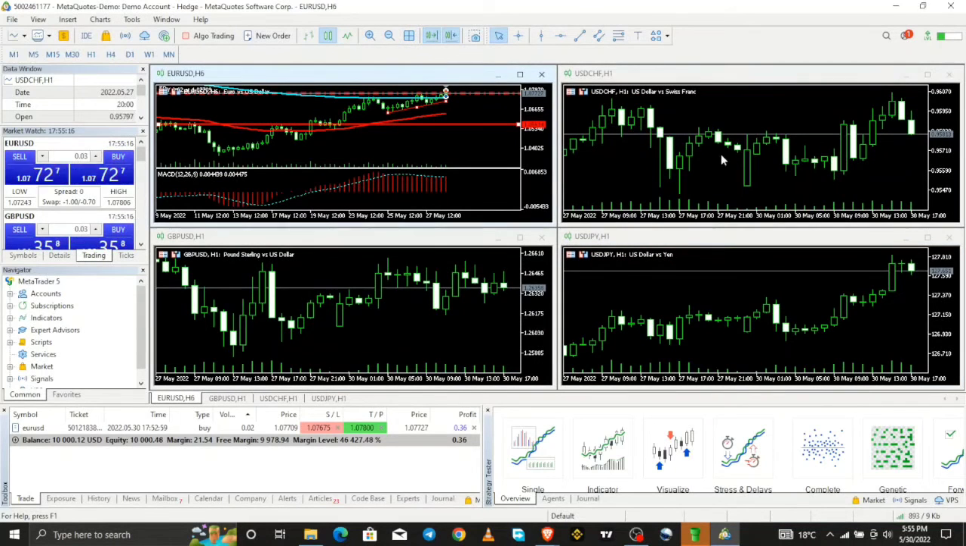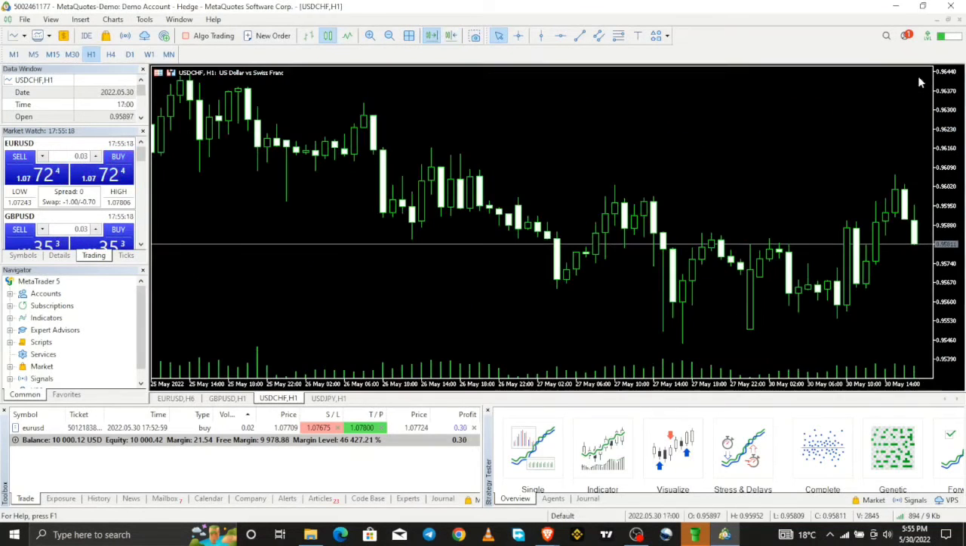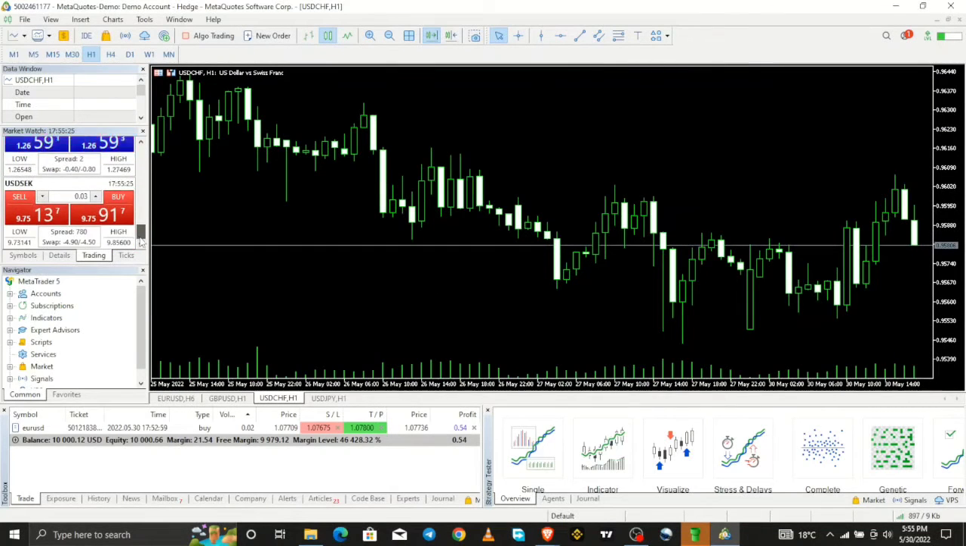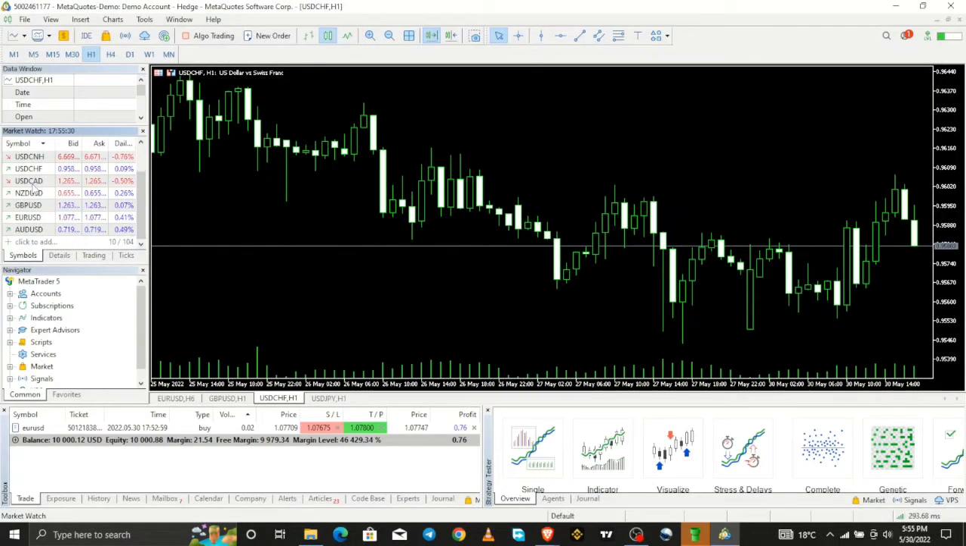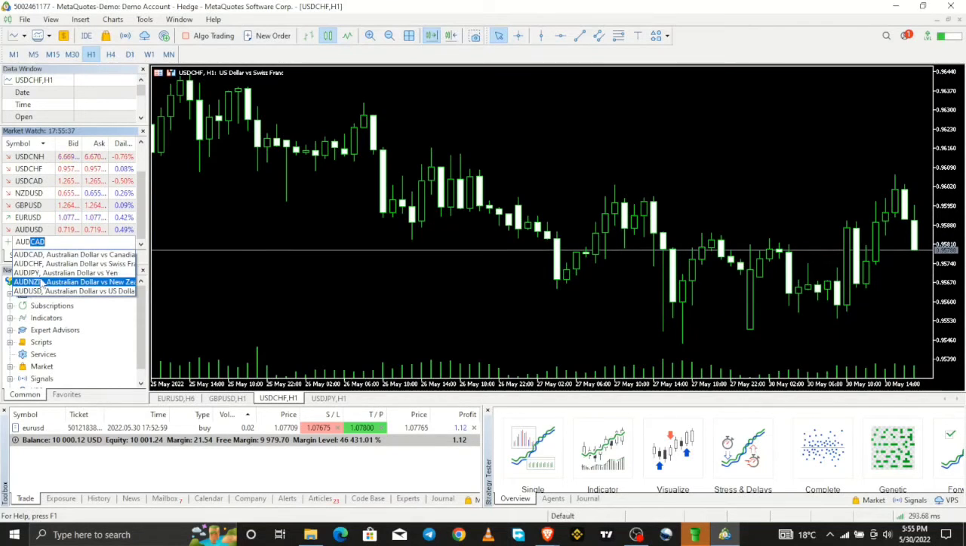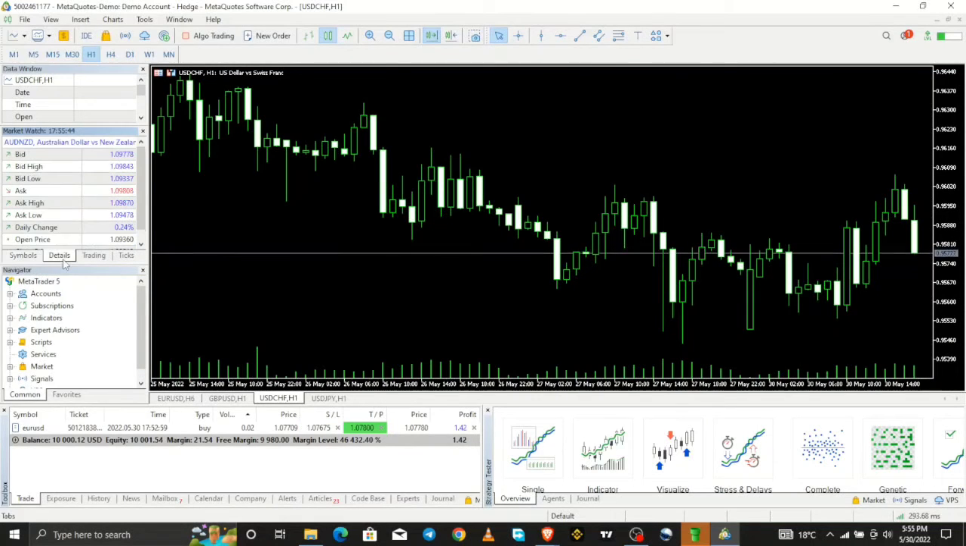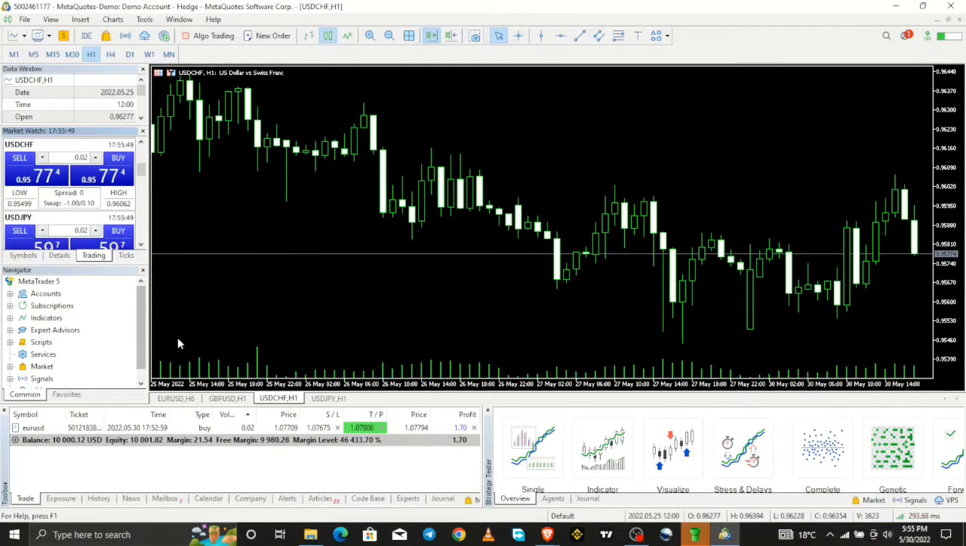Let's see the USDCHF, how it is behaving, to see if we can enter a position. Right now it's on a resistance zone and it's going down. And here, if you want to add another pair, you can. I've added the AUD and NZD, the Australian dollar and the New Zealand dollar, and you can start trading them immediately.